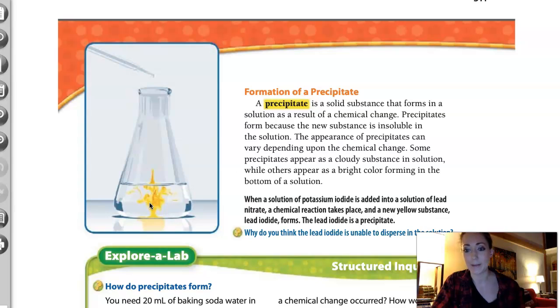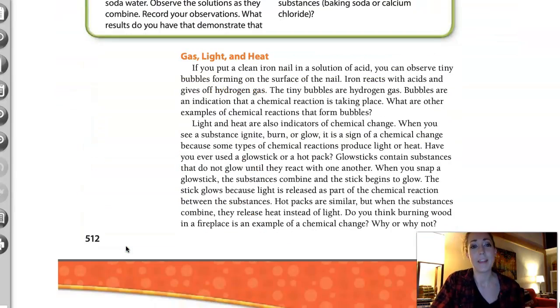That's the precipitate. So that's kind of cool looking. I don't have those ingredients for us to use in our science experiment, I'm sorry. So take in the picture and appreciate that.